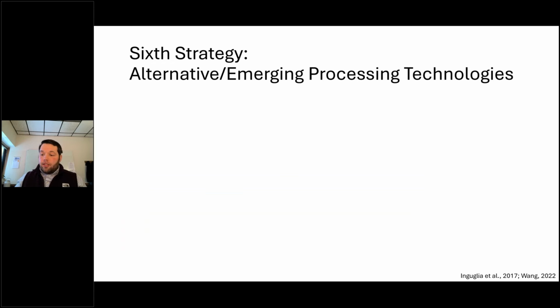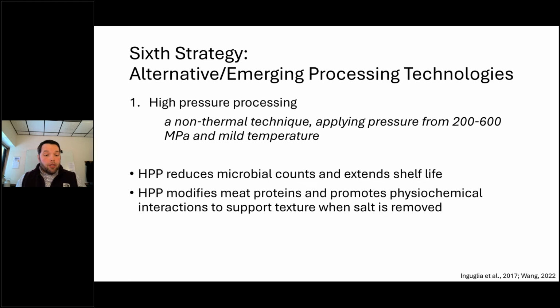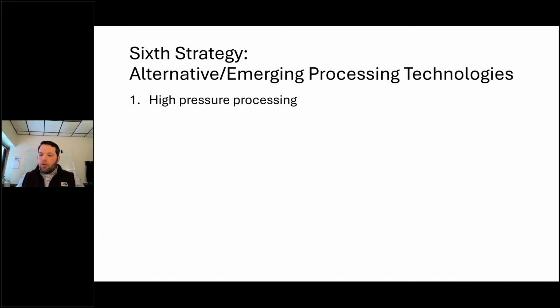The sixth strategy is utilizing alternative or emerging processing technologies. The first I want to speak of is high pressure processing. This is a non-thermal technique where we apply pressure from 200 to 600 megapascals and a mild temperature. It's been shown in the literature that HPP can reduce microbial counts and extend shelf life. HPP has also demonstrated an ability to modify meat proteins and promote those physiochemical interactions that support texture when salt is removed. So it's sort of compensating for that salt texturally speaking.